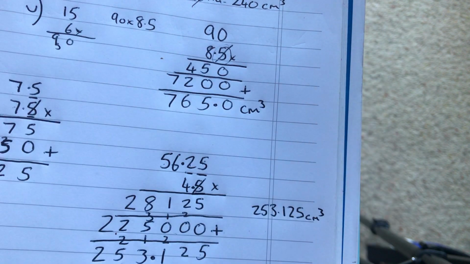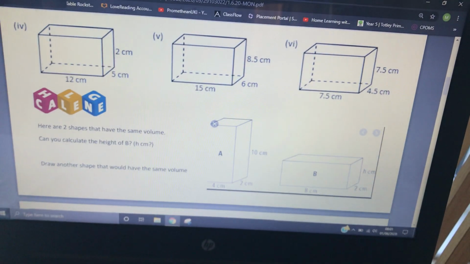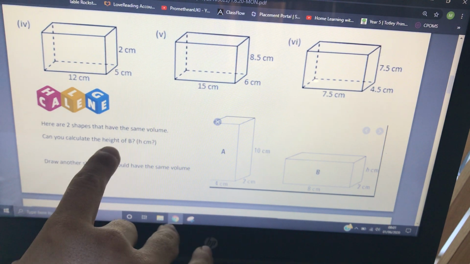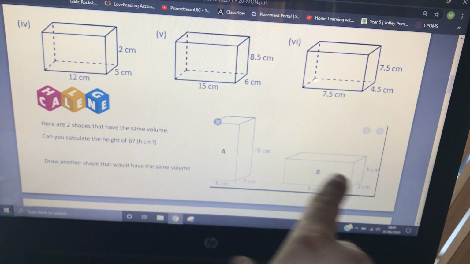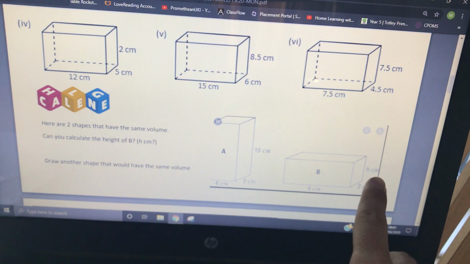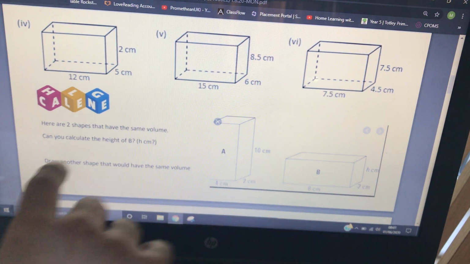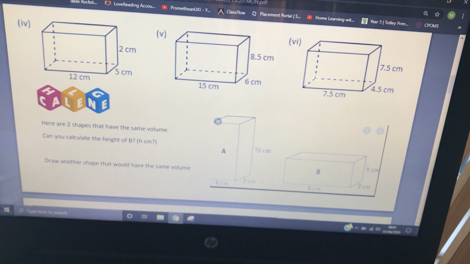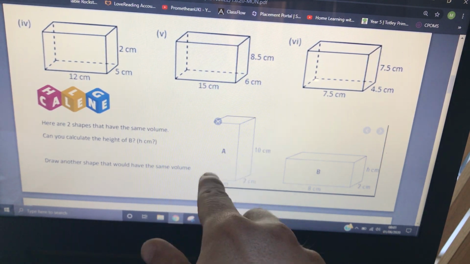The last bit, the last challenge, is this, and I'm just going to talk you through it because I'm aware of the length of the video. So, here are 2 shapes that have the same volume. Can you calculate the height of B? Because you're missing the H here, look. So draw another shape that has the same volume. Well, first thing, what's the volume of the shapes?